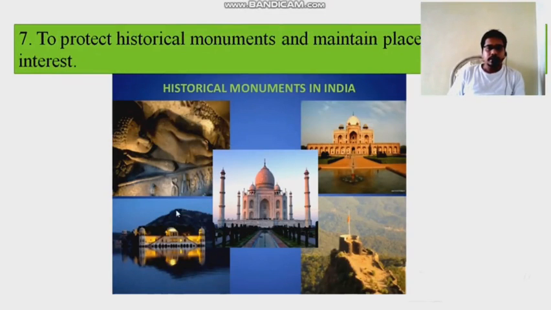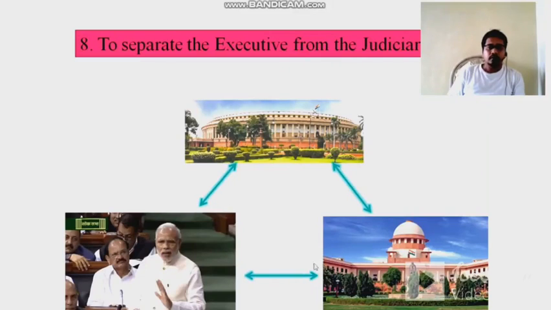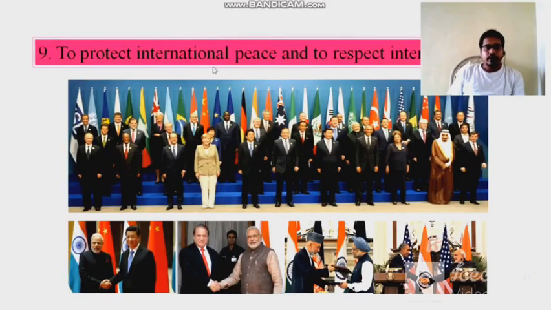Next one, to protect historical monuments and maintain places of historical interest. The tourism department is maintaining the historical places, and the heritage department is also maintaining them, so that is also mentioned. We should protect our historical monuments and maintain places of historical interest. Next one is to separate the executive from the judiciary. In the beginning I said our judiciary is separate. It is not under the control of the executive or the legislature.